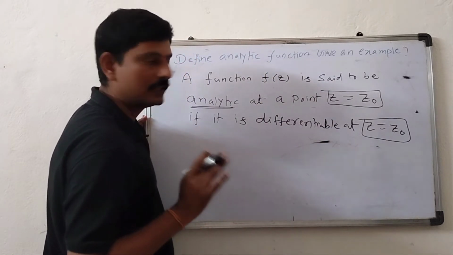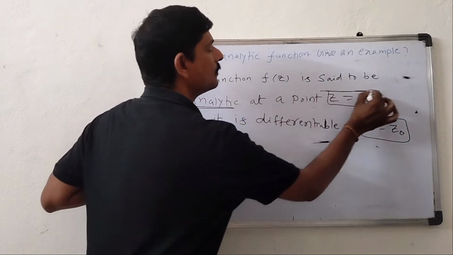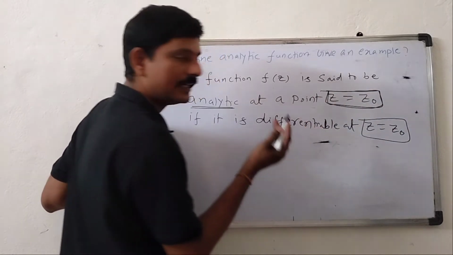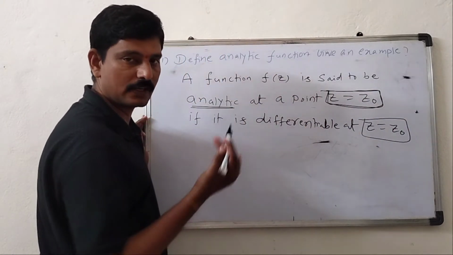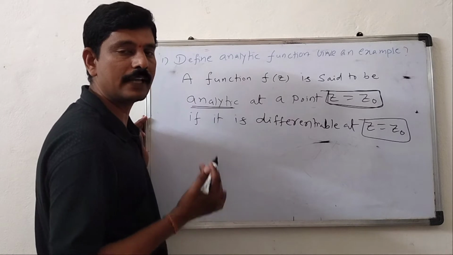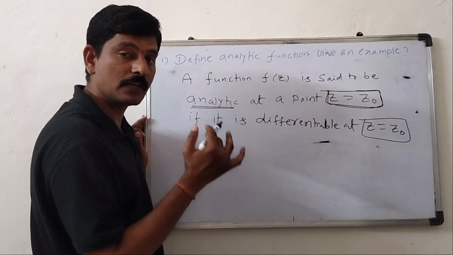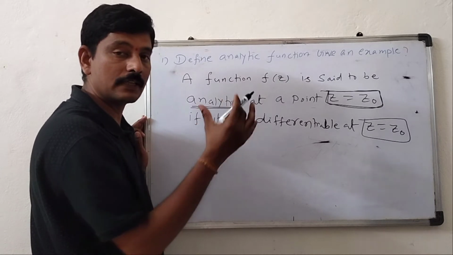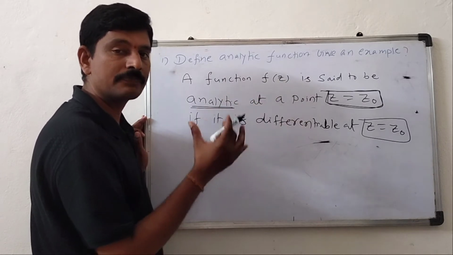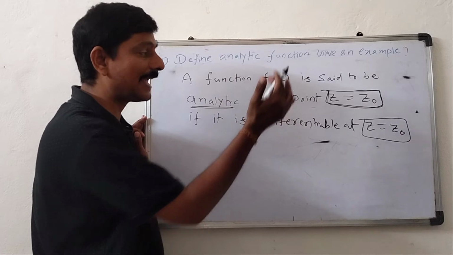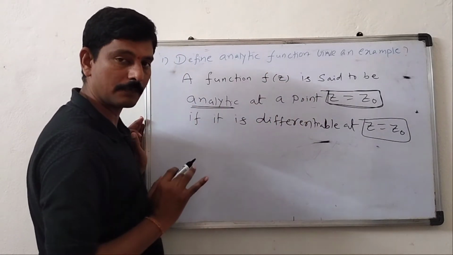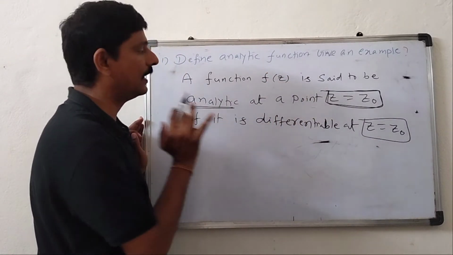Okay, clear? So if it is differentiable in the entire domain, then it is said to be analytic in the entire domain. Some functions are differentiable in the entire domain of the complex plane. Some functions are not differentiable at some particular points. So if the function is not differentiable at some particular points, then the function is said to be analytic except at those particular points. Okay. So this is the concept of analytic function.